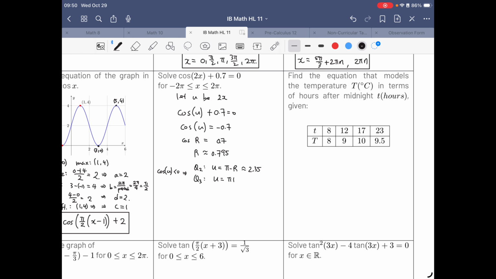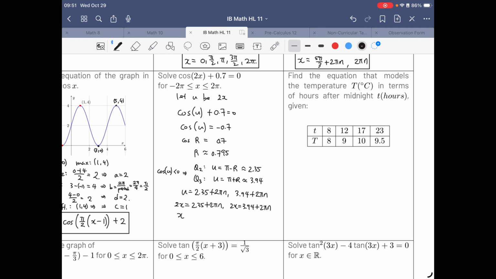In quadrant 3, it's going to be pi plus r. So let's switch minus to plus, and it's going to be approximately 3.94. So I have two of the solutions here. u is equal to 2.35 plus 2 pi n, and 3.94 plus 2 pi n. And if I want to solve for x instead, I can say that 2x is equal to 2.35 plus 2 pi n, 2x is equal to 3.94 plus 2 pi n.